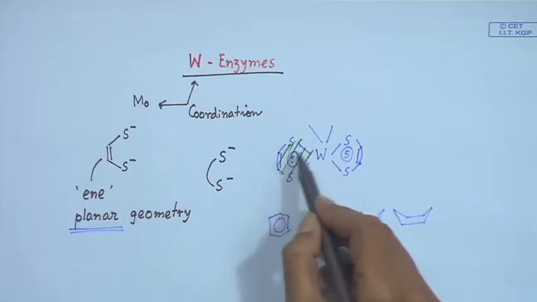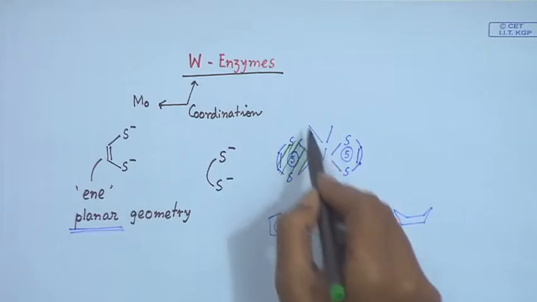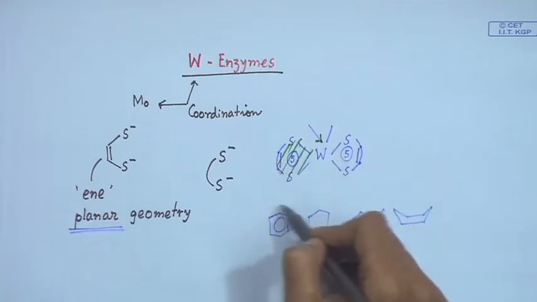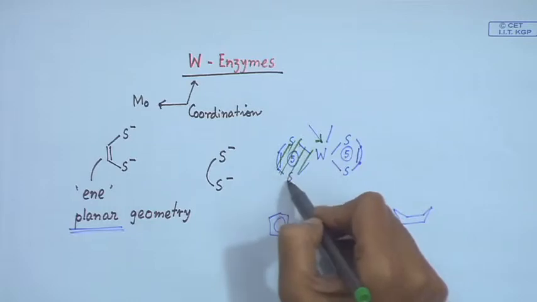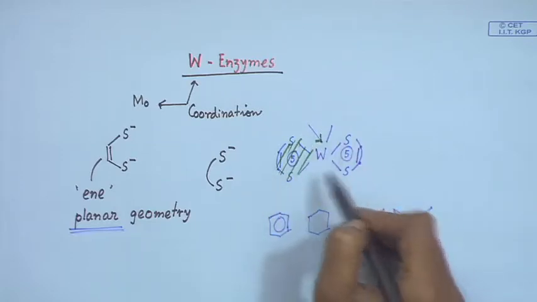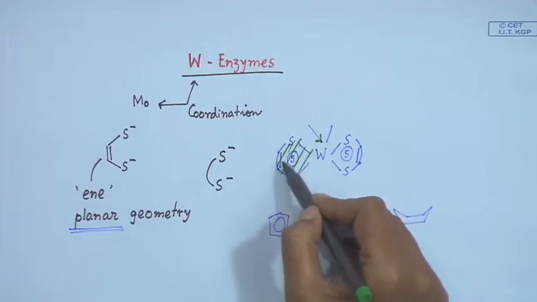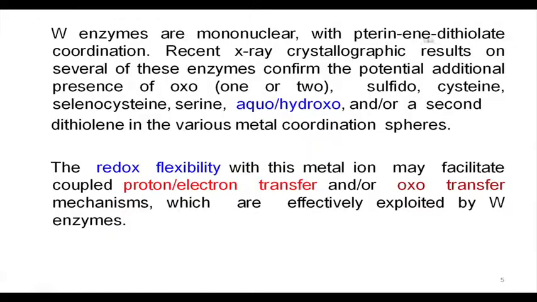So, the entire planar part would move around this tungsten environment such that you can accommodate the new donor group. If it is initially pentacoordinated, we have to put the 6th one. So, this particular group is moving to accommodate the extra coordination, and the entire planar unit is moving simultaneously to accommodate this extra group. So, this pterin dithiolate coordination is therefore important.